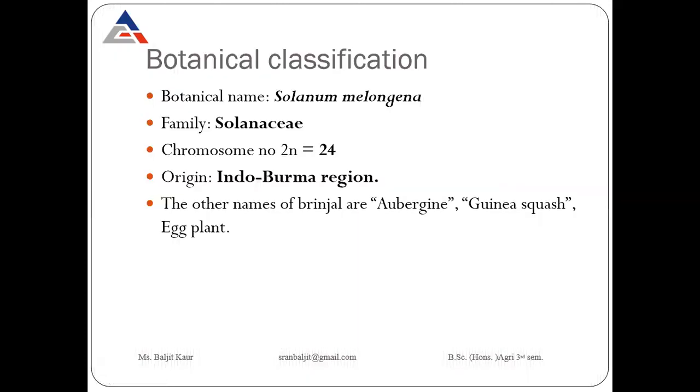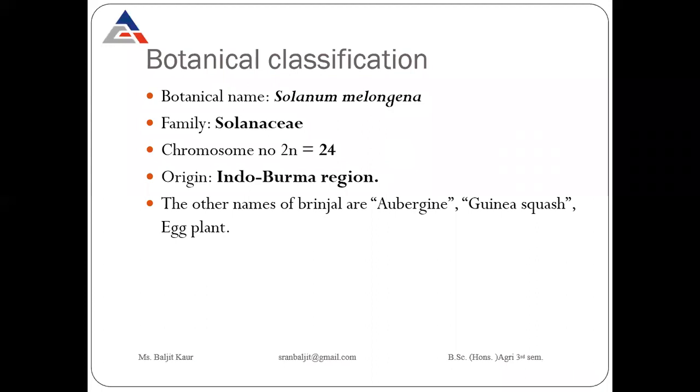The scientific name of brinjal is Solanum melongena and it belongs to family Solanaceae. The family is similar to the crop that we discussed in the last lecture, that is tomato. So the family of tomato and brinjal is the same, that is Solanaceae. The chromosome number is again the same as in tomato, 2n equal to 24, and brinjal originated from the Indo-Burma region. Okay, so the center of origin for brinjal is the Indo-Burma region, and brinjal is also known by some other names like aubergine, guinea squash, and eggplant.